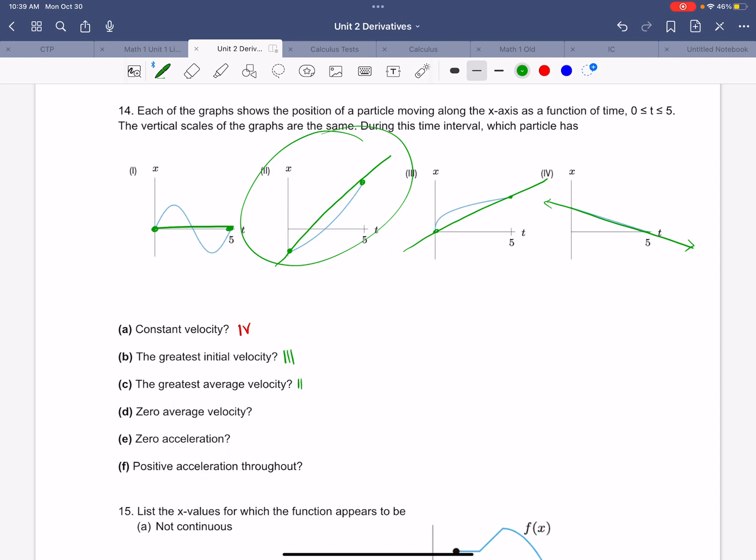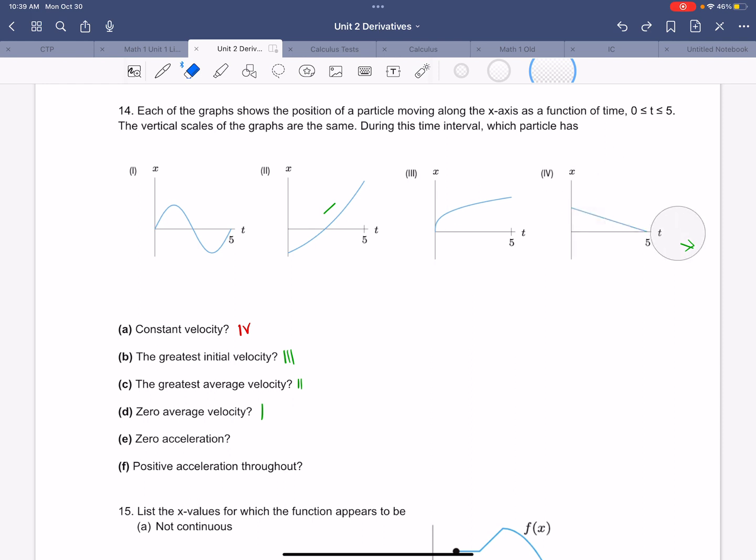But in part D, I'm asking for the 0 average velocity, which is graph 1, right? From endpoint to endpoint, that's a 0. And the next 2 questions ask about acceleration. So acceleration is going to be the second derivative of position. So we can interpret 0 acceleration, positive acceleration, negative acceleration, and so forth as the concavity.